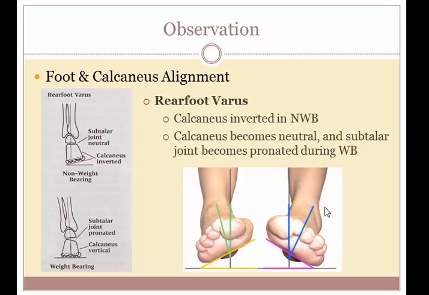So if the patient is, say, sitting on a table with the leg relaxed, what you might see with the patient with the rear foot varus is the calcaneus is already turned, okay, and it's going to take the forefoot with it. So the forefoot is not doing anything wrong. It's just that the calcaneus is already twisted, so it's going to move with it.